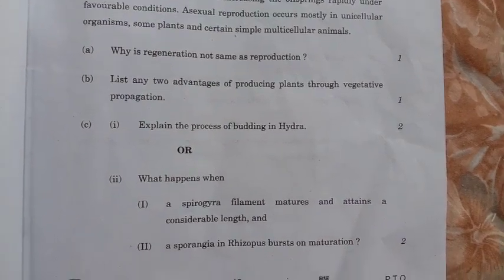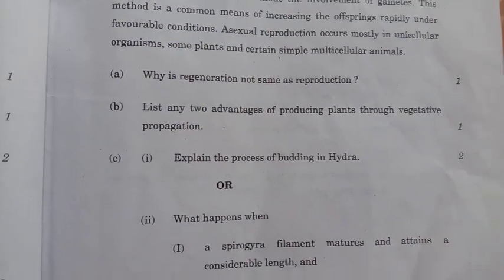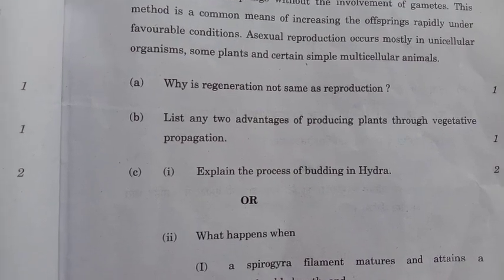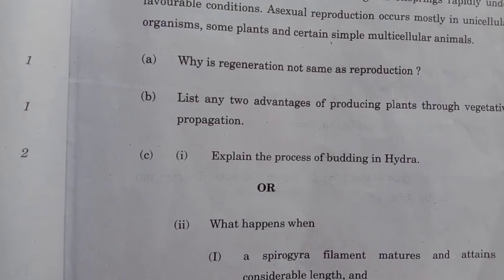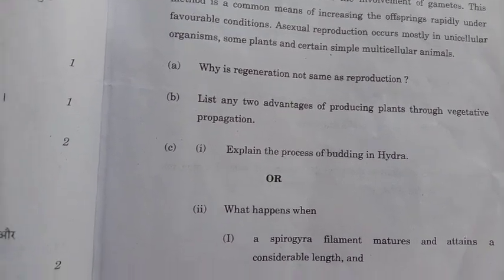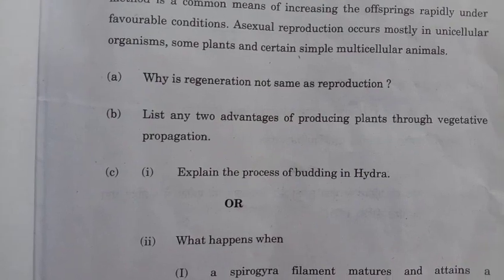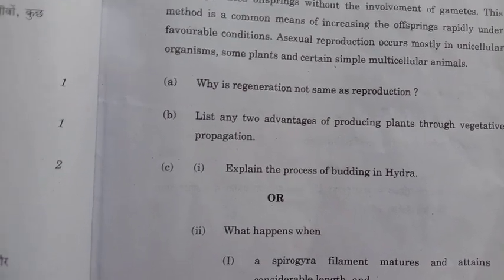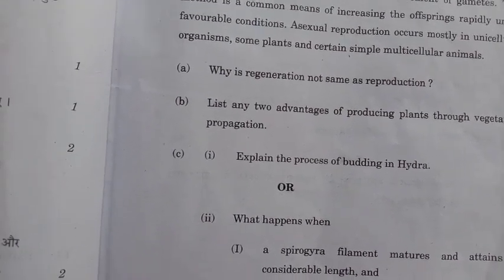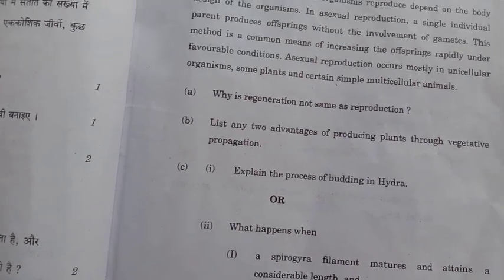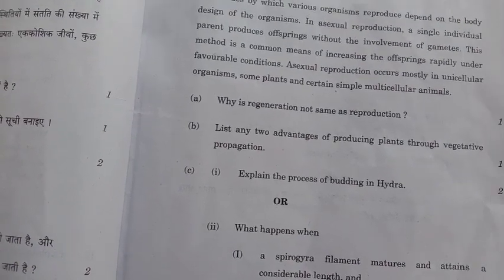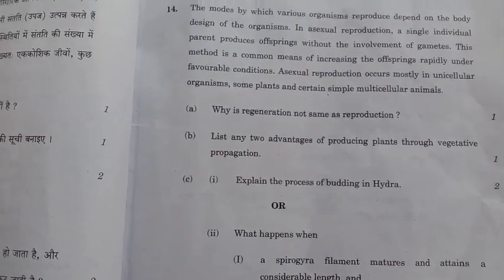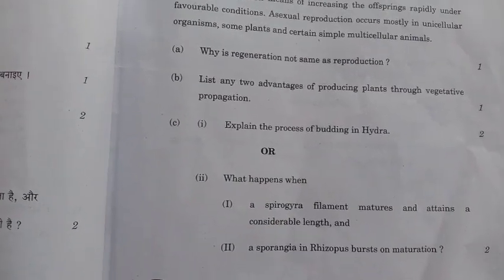List any two advantages. I wrote that through vegetative propagation, plants which have lost the capacity to bear fruits and seeds can be produced and planted, and they are cheap. I wrote one more, I don't remember what I wrote here. Let me remember. Yeah, I wrote that plants produced through vegetative propagation are cheap.